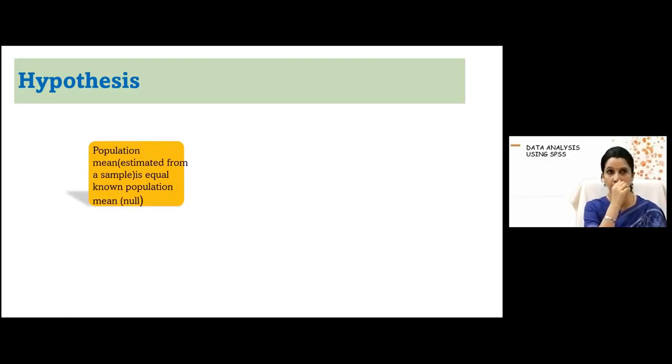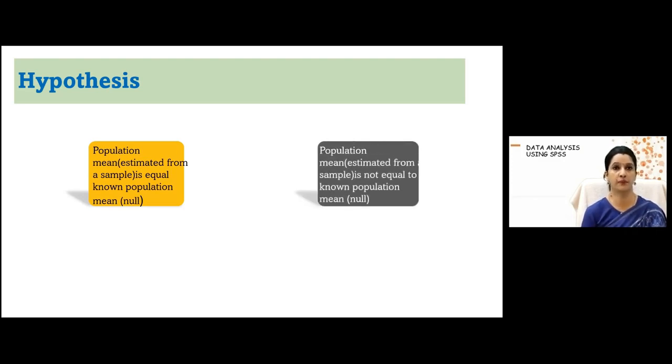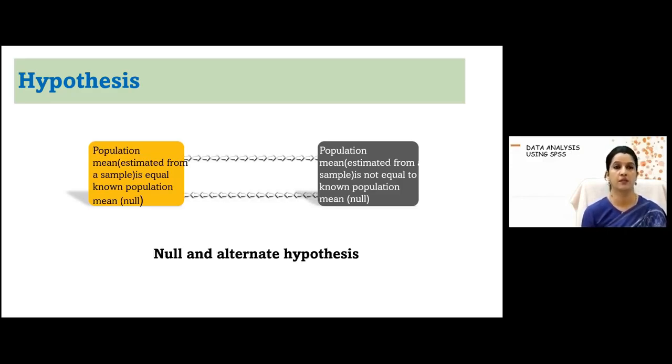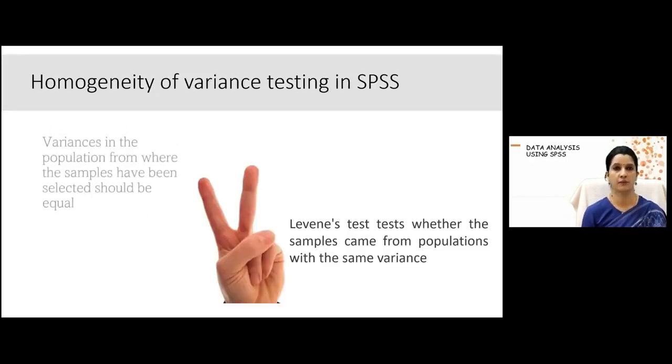So the null hypothesis in case of a one-way ANOVA is that the population means of the three groups, estimated from the sample means, are equal to the known population mean. Here, the alternate hypothesis is that the population mean is not equal to the known population mean. This is the null and alternate hypothesis.